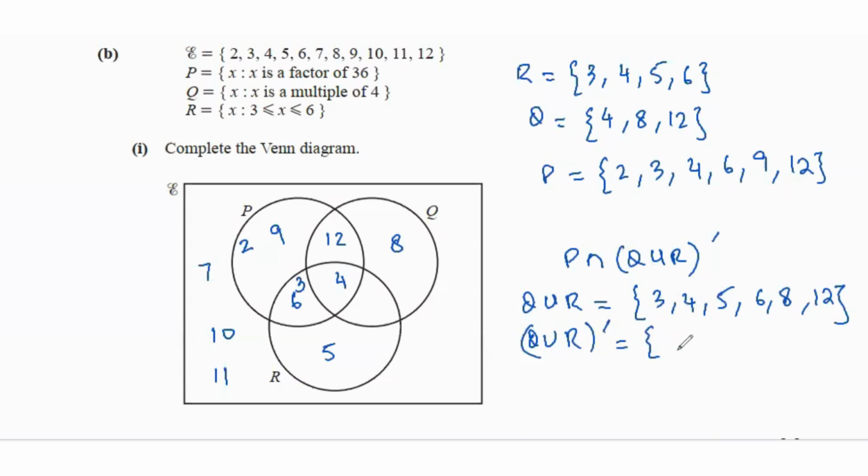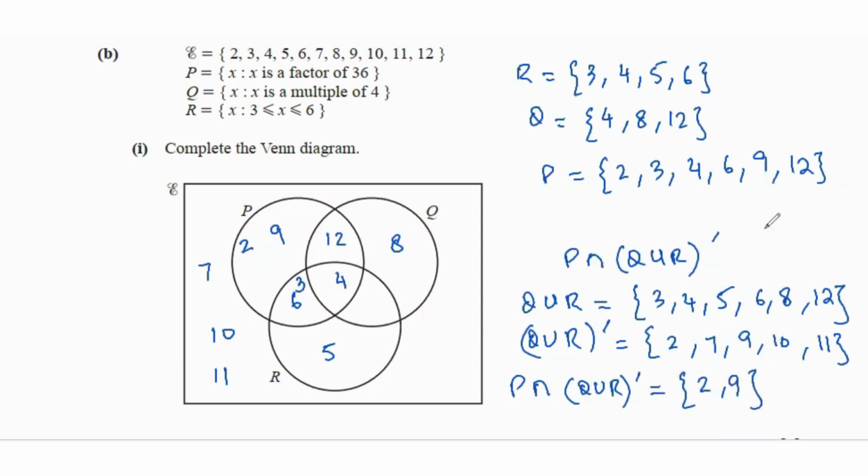So that is going to be 2, 7, 9, 10, and 11. So P intersection (Q union R) complement is now going to be 2, 9, and that is it. So that is your answer. Then it says, let me just remove this.